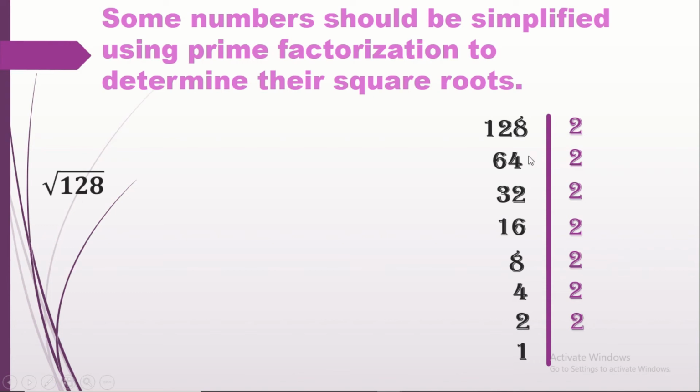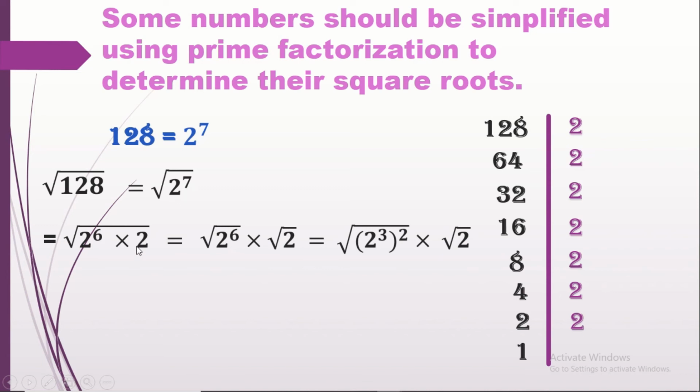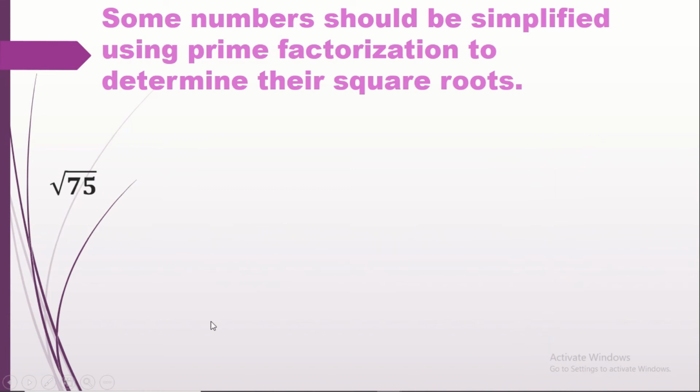Now we can write 128 as 2 to the power of something. How many 2s do we have? 1, 2, 3, 4, 5, 6, 7. So it's 2 power 7. Now we can say that radical 128 is equal to radical 2 power 7. As you see, we have an odd power. For the square root of an odd power, we pick up 1. What remains? 2 power 6. An even power, we can divide it by 2. We get 2 power 3 all squared. So here the square cancels the radical. What remains for us? 2 power 3 times radical 2, which is 8 radical 2.